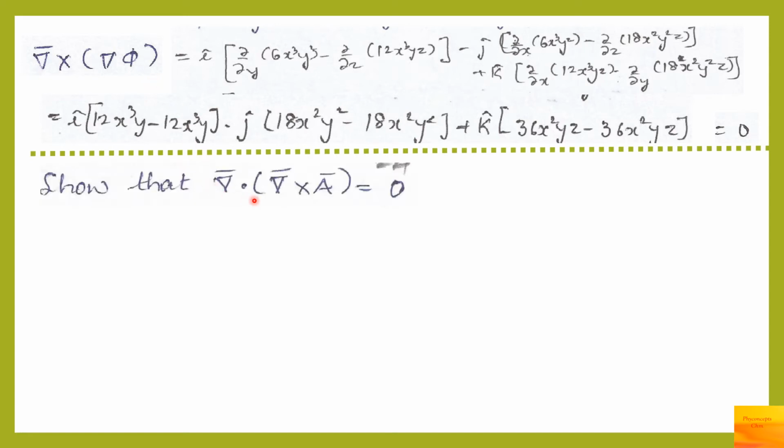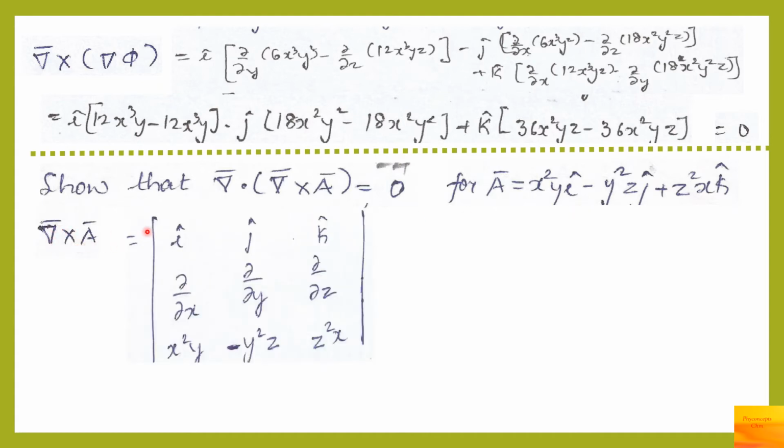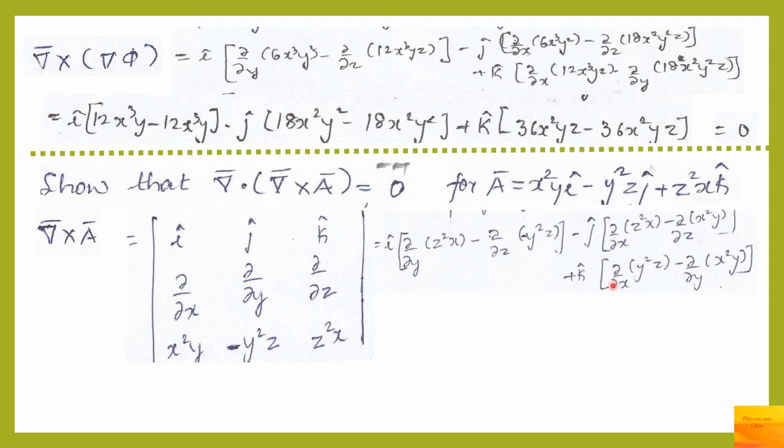Now show that del dot del cross A bar is 0. Divergence of curl is 0 if A bar is given in this form. So first we will find the curl of A bar in the determinant form, i cap, j cap, k cap, then the components of the del operator, and then the components of the vector A bar, x square y square z, minus y square z, and z square x, and solving this determinant this way.